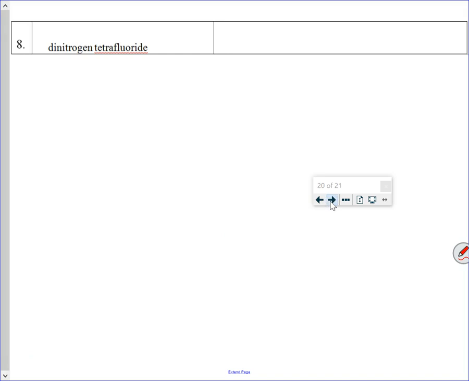One more, number 8, dinitrogen tetrafluoride. This is a covalent compound, and you can tell it's covalent based upon those prefixes. So you see the prefix di, you see the prefix tetra, and those are telling us basically how many we have. So when we write a formula for a covalent compound, it's really, really simple. You read what it is, and you simply write it down. Dinitrogen means 2 nitrogens. Tetrafluoride means 4 fluorines. So all our formula is going to end up being is this. And we're done.